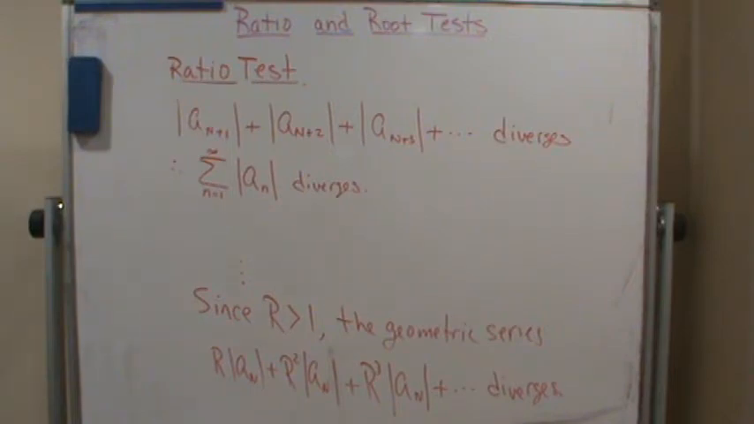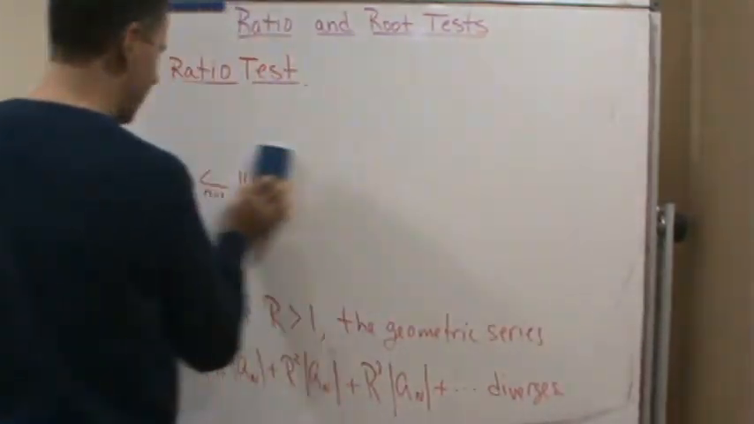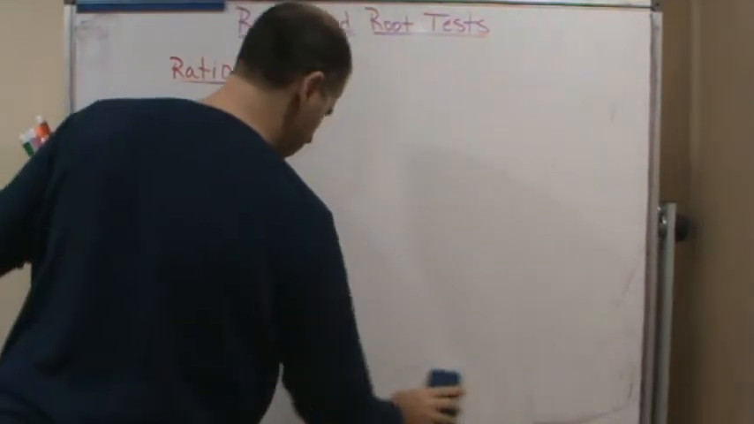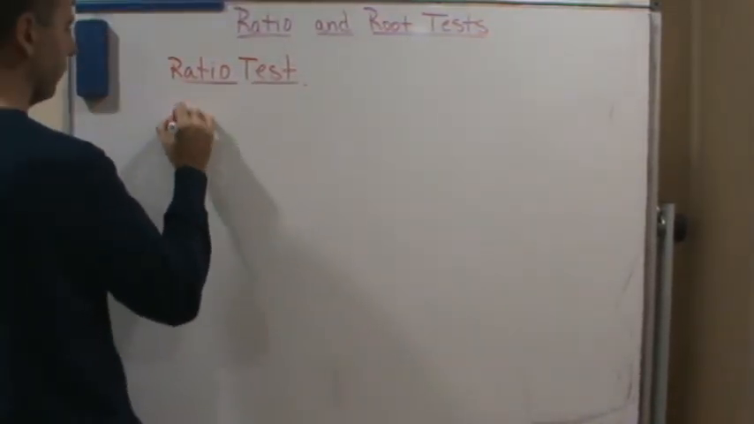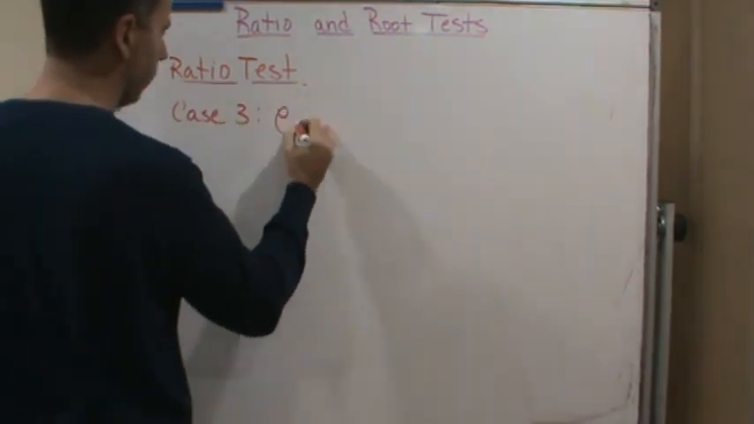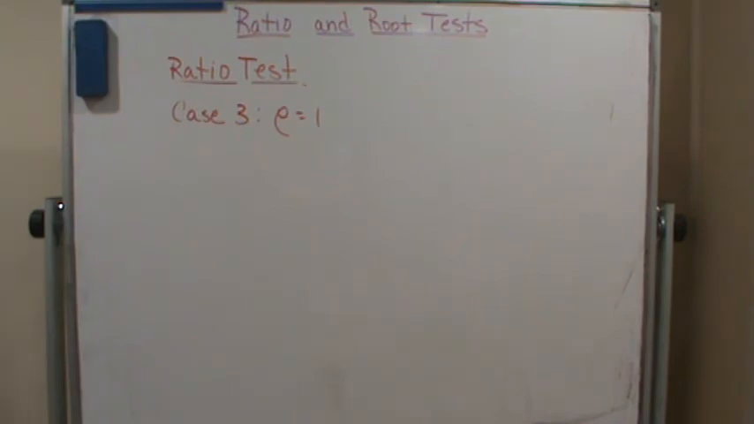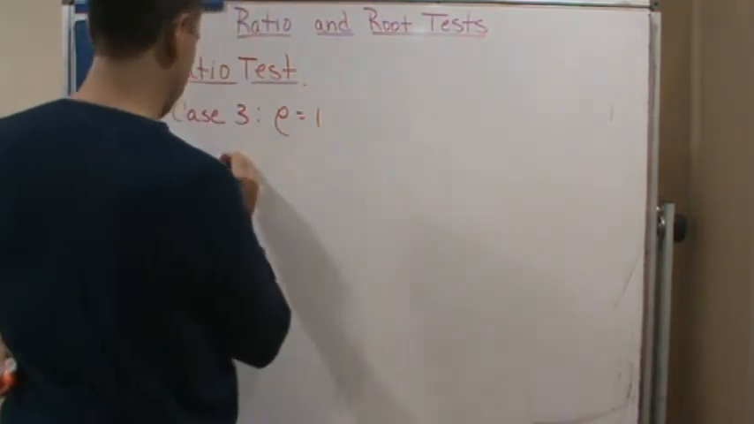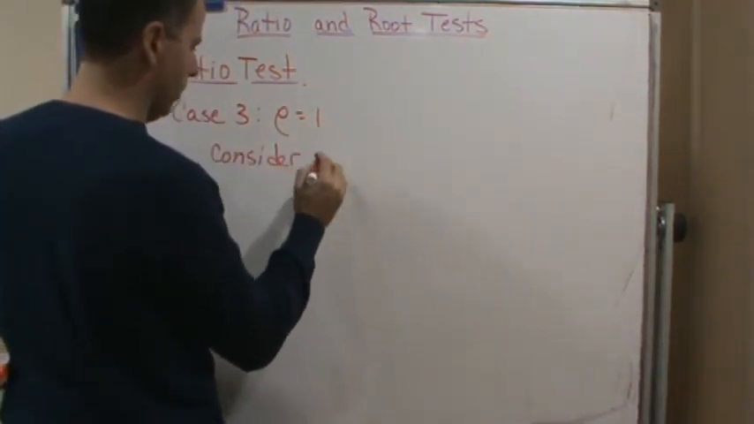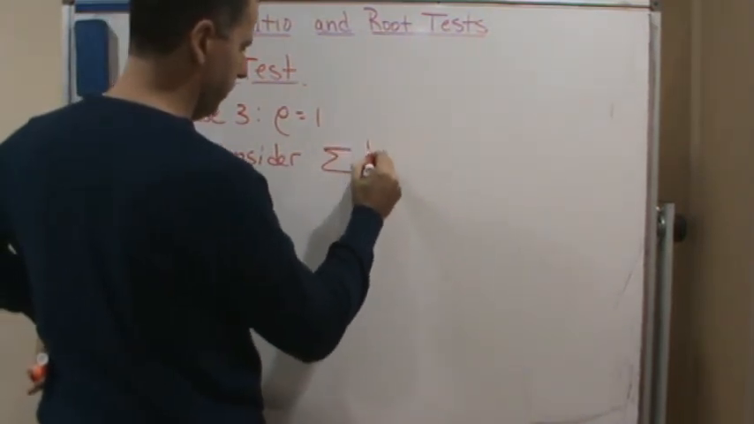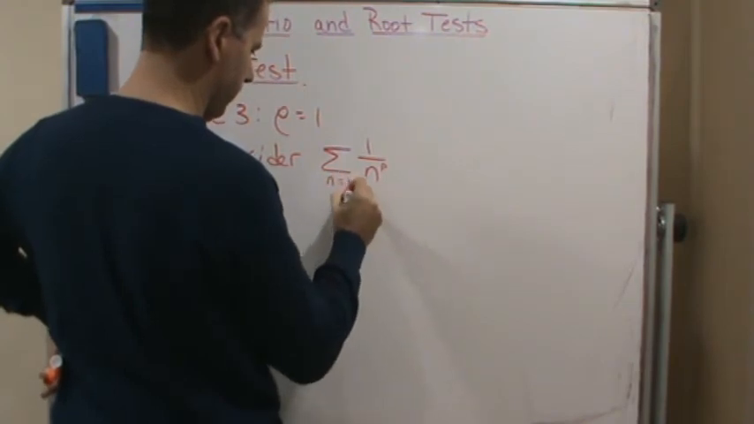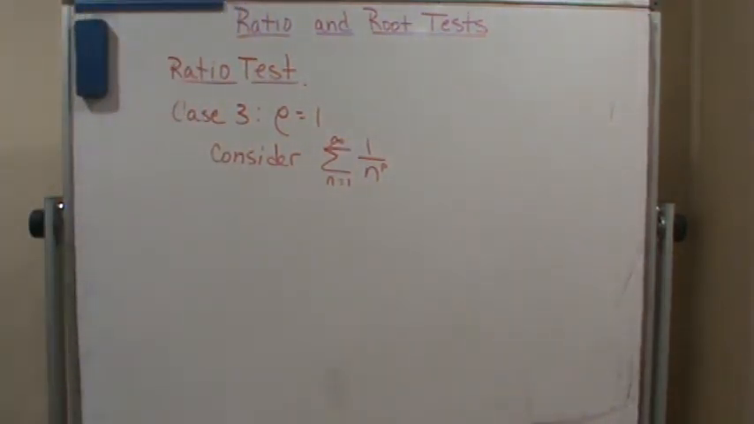So in the last case, which I'm not going to do a separate video for because it's a short proof, case 3, where rho equals 1, we're going to consider the p-series and show that this is inconclusive. It doesn't provide any information if rho is equal to 1. So the p-series 1 over n to the p. Let's consider the p-series for any real number p.